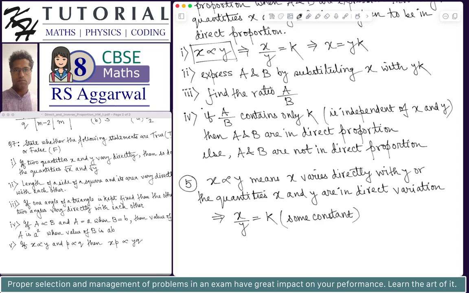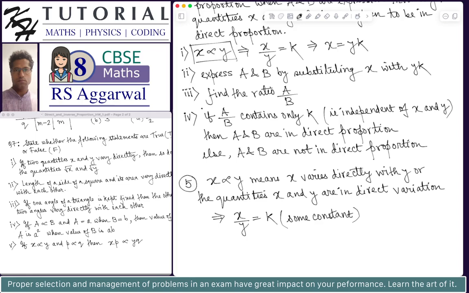Now, after simplifying both A and B, we are finding the ratio A by B. That ratio value must not contain the quantities X and Y. If it contains at least one quantity X or Y, then the ratio A by B will not be a constant. In that case, the quantities A and B will not be in direct proportion. And if the ratio A by B does not contain the quantities X and Y but only K, then it is a constant and the quantities A and B can be said to be in direct variation.